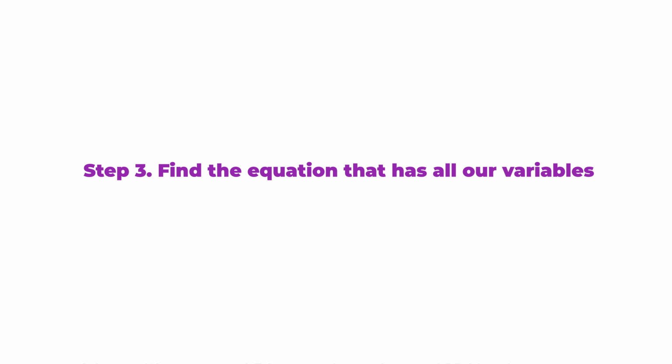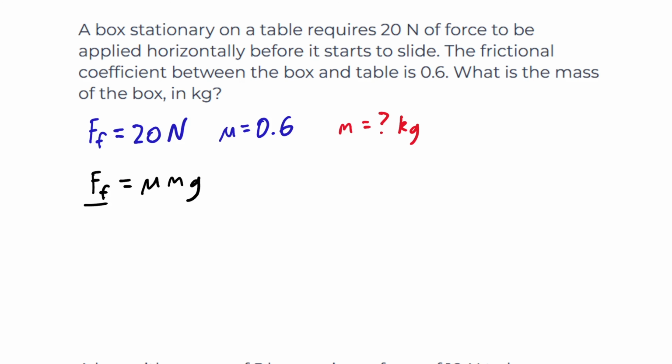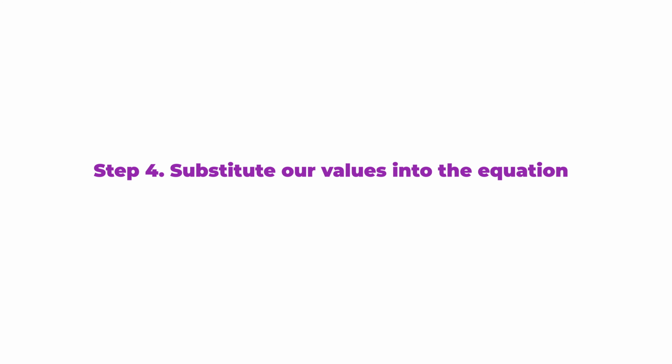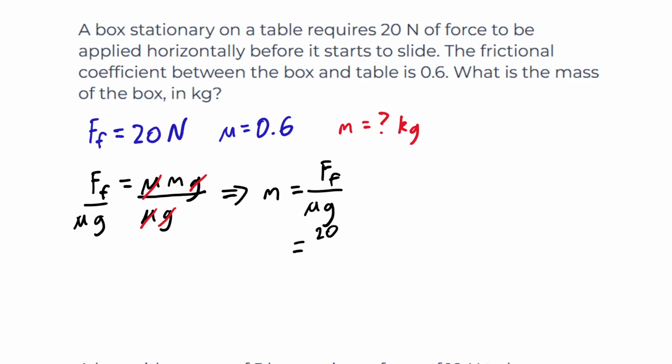Step 3. Find the equation that has all of our variables. We can use the equation friction force equals mu times mg. We need to rearrange for mass, so we'll divide both sides by mu and g. The new equation is m equals friction force over mu times g. Step 4. Substitute our values into the equation. Mass equals 20 over 0.6 times 10.